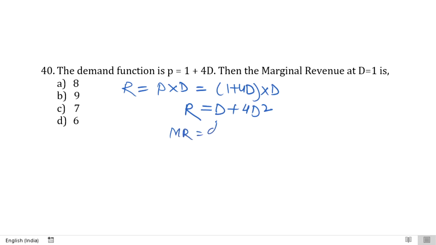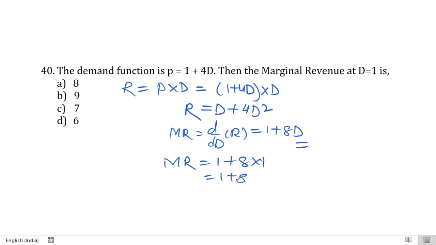Now I have been asked to find the marginal revenue function. So marginal revenue is nothing but d by dd of R, which is equal to 1 plus 4 into 2, that is 8d, right? Now substitute the value d is equal to 1. So what do I get? The marginal revenue is 1 plus 8 into 1, which is equal to 1 plus 8, which is nothing but 9. So the right answer is B. Correct? Okay, moving on to the next question.